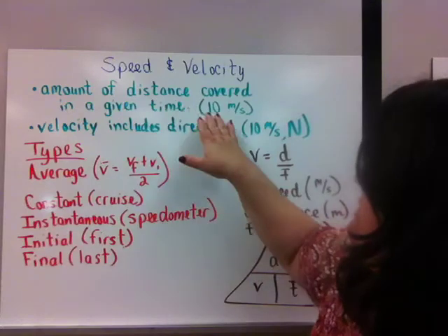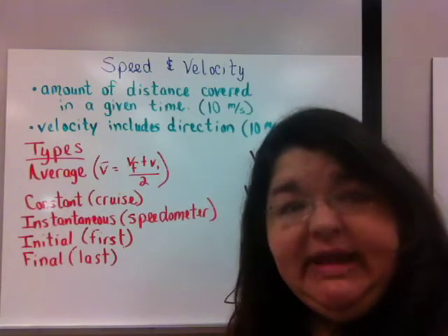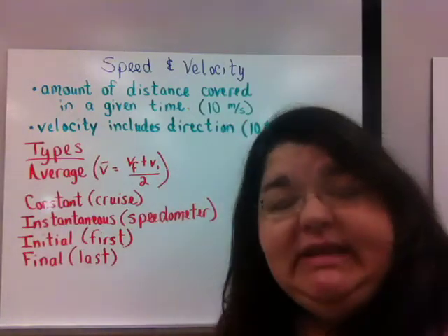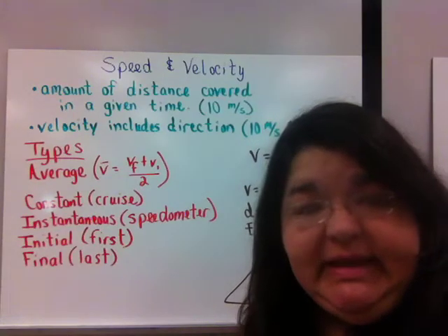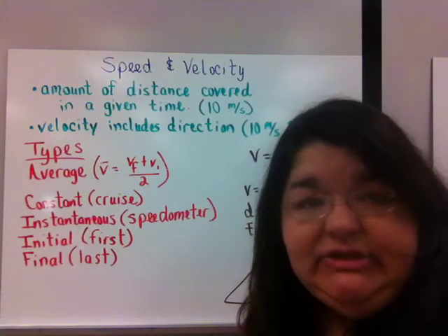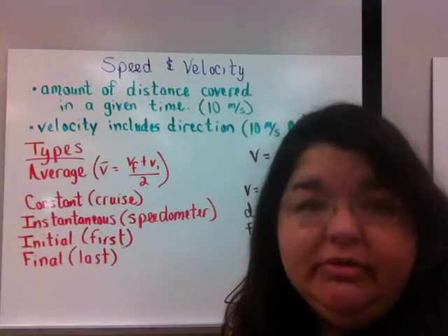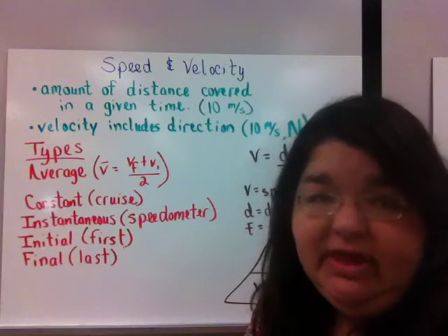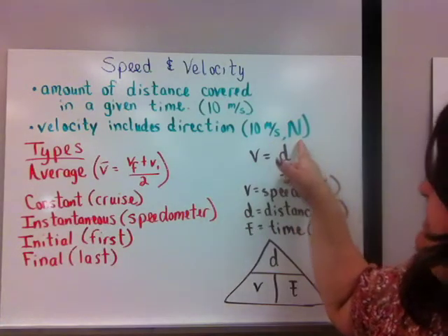So if I were to say 10 meters per second, when someone asked me how fast I was riding, I could say that I went 10 meters per second. Well, I have just given them a speed piece of information. But if I said 10 meters per second due north, then I am telling you not only my speed, but my velocity. I'm telling you how fast and in which direction.